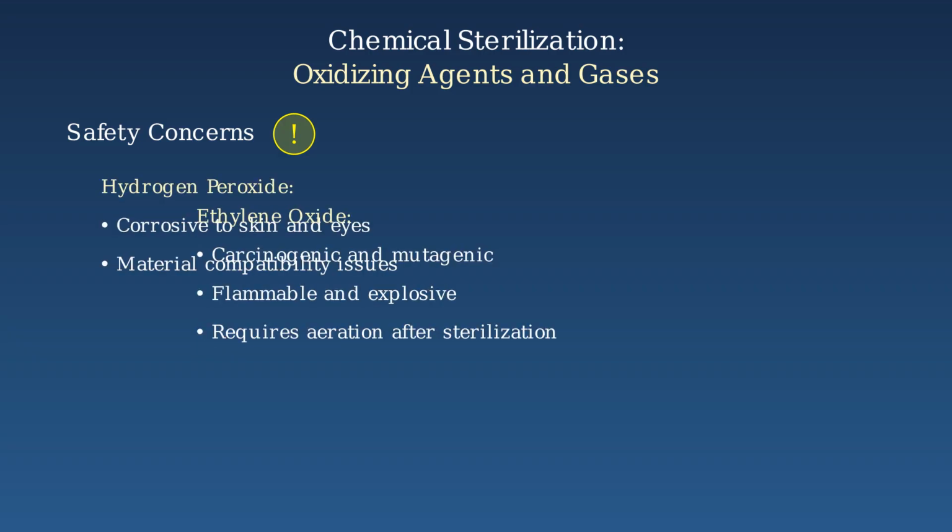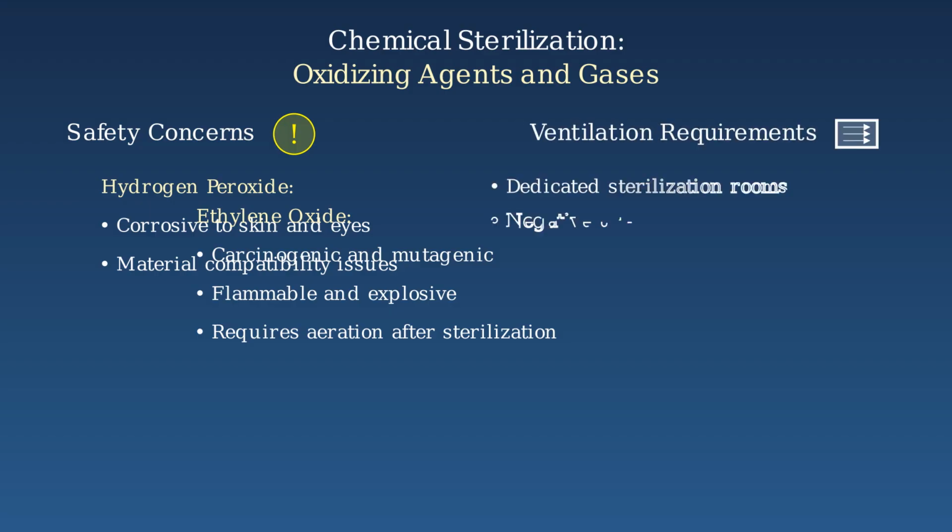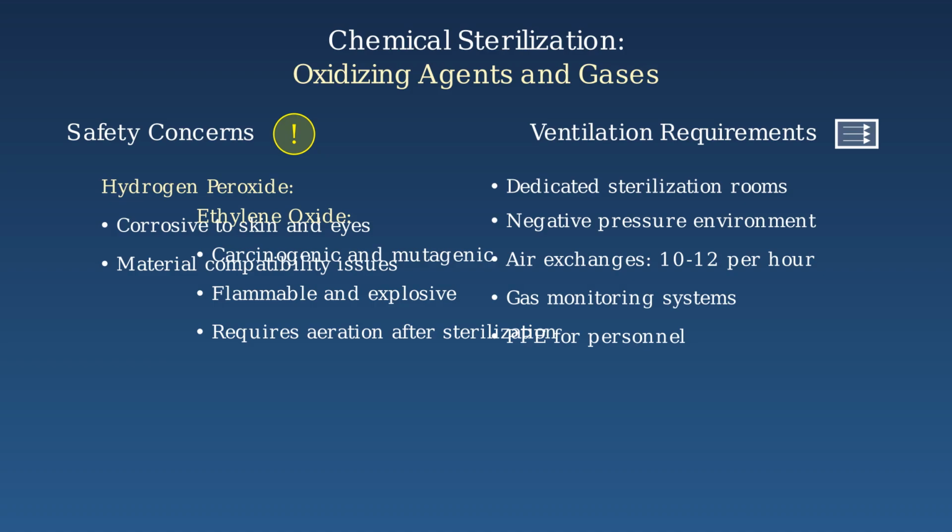Hydrogen peroxide is corrosive to skin and eyes, while ethylene oxide is carcinogenic, mutagenic, and flammable, requiring special handling protocols. Proper ventilation is critical when using gaseous sterilants. Facilities should have dedicated sterilization rooms with negative pressure, frequent air exchanges, and gas monitoring systems to protect healthcare workers. Chemical sterilants like oxidizing agents and gases effectively destroy a wide range of microorganisms, making them valuable tools in healthcare settings.